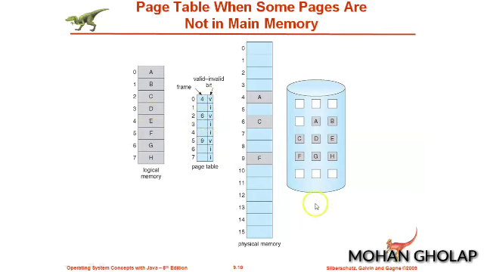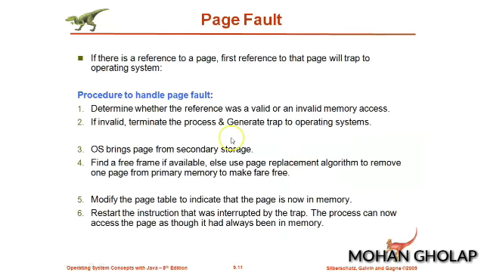So in this way this can be used for memory protection. So next we'll see the page fault. As per our previous discussion, we know that if a particular page is not there, the corresponding bit will be set as invalid bit.